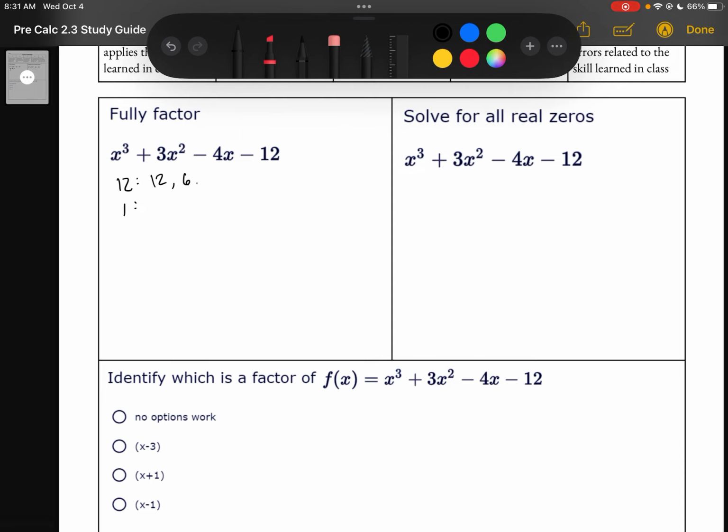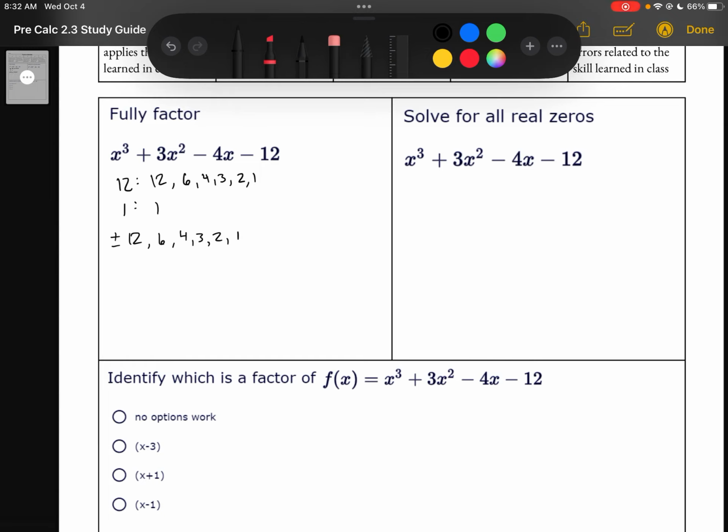So 12, 6, 4, 3, 2, and 1. And on the bottom it is just 1. So now we can have plus or minus all of these. So plus or minus 12, 6, 4, 3, 2, and 1.